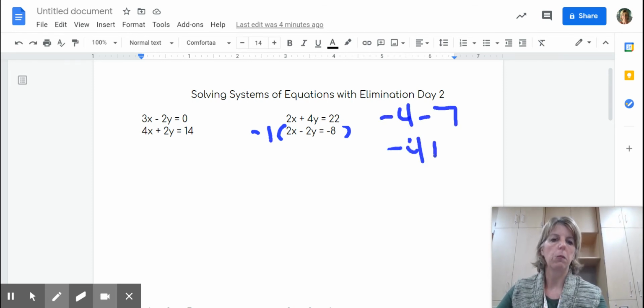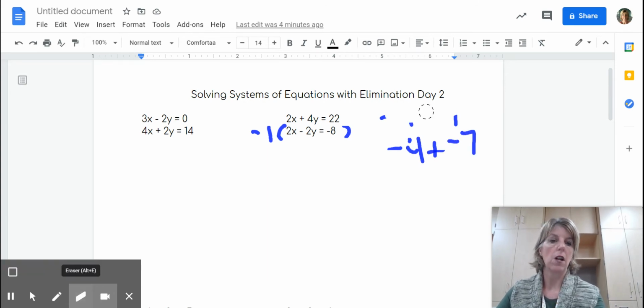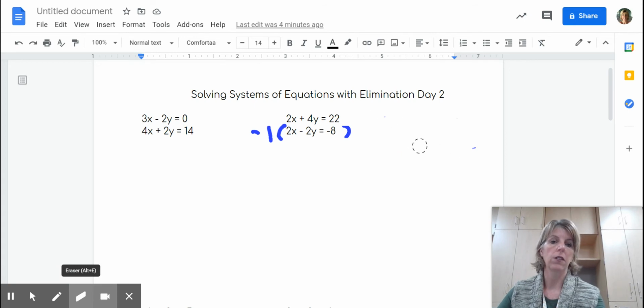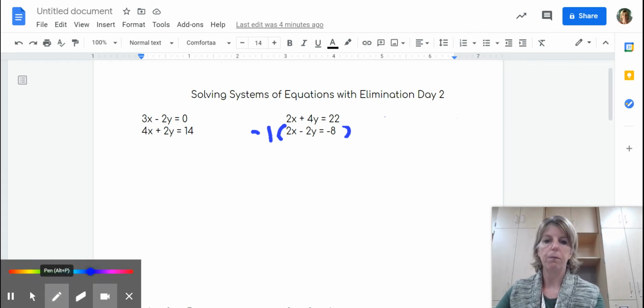Really, that's negative 4 plus a negative 7. That's really what that is. So it's the same kind of concept, just on a bigger, more advanced math skill. So I'm going to multiply by negative 1.